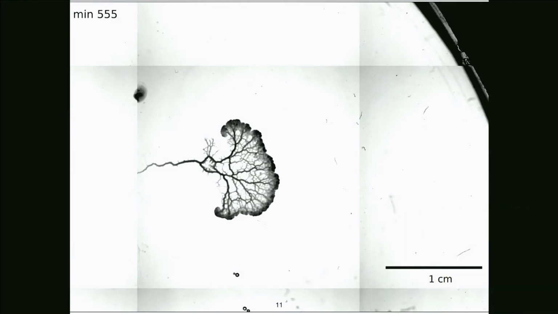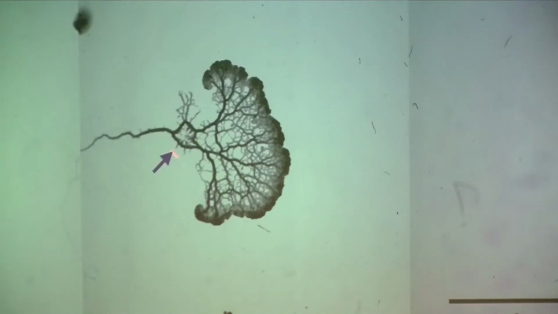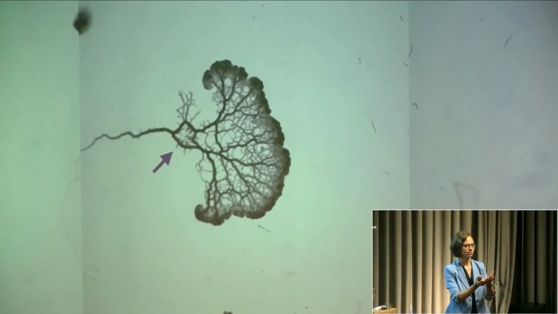Can you tell me where the center food source was? I bet you can. Why can you do that? Because there's this thick ring of tubes that is encircling where the food source was.